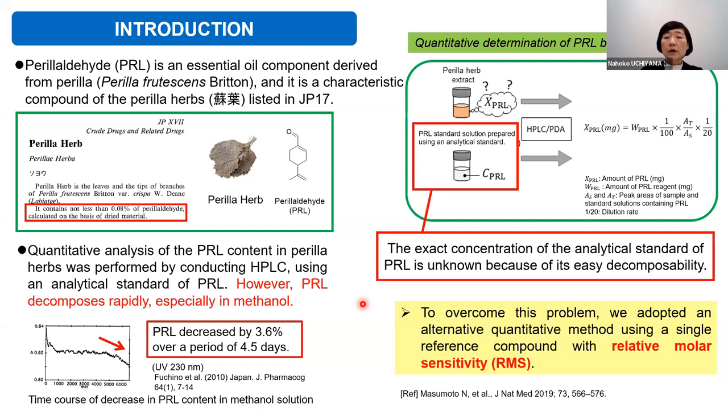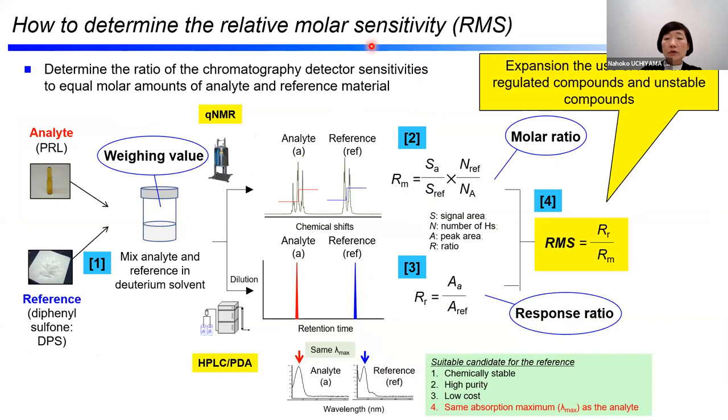To overcome this problem, we adopted an alternative quantitative method using a single reference compound with relative molar sensitivity, RMS. RMS is determined using the ratio of molar ratio, RM, and response ratio, RR. This determination is by first analyzing a mixed standard solution of a reference substance and analyte solution, using both QNMR and HPLC. Second, the molar ratio RM is obtained using QNMR. Third, the response ratio RR is obtained using HPLC UV. Finally, the RMS is calculated.